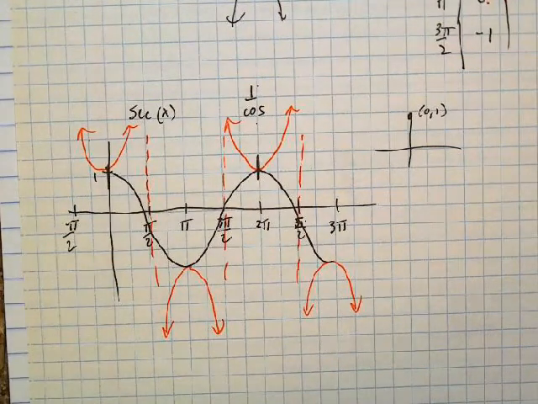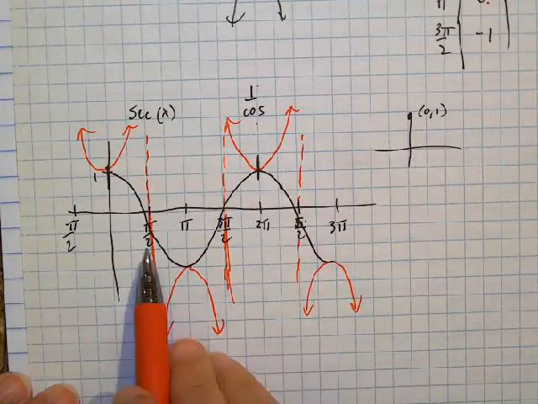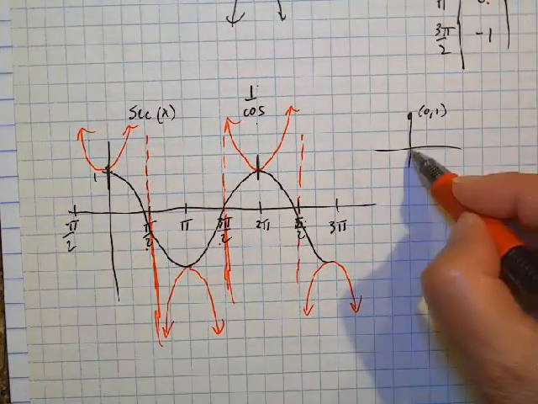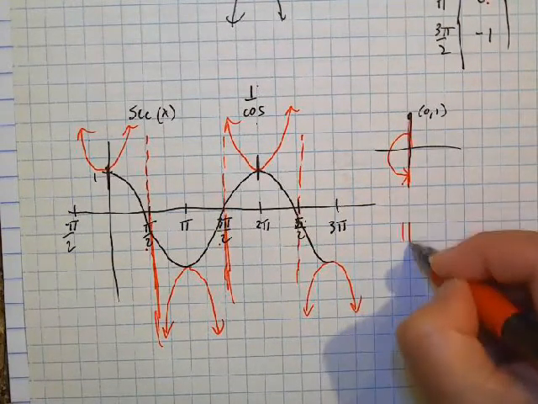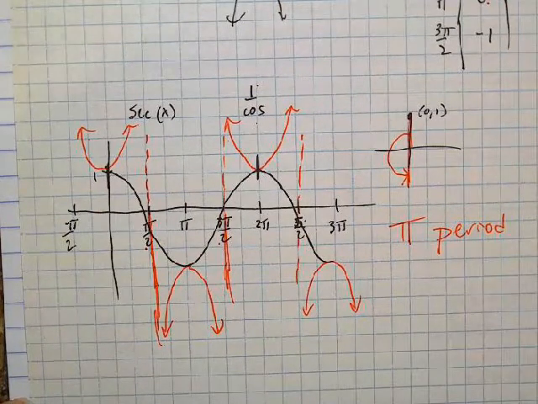I do want to quickly talk real quick about the period for secant and cosecant. Do you see how we have a starting and a stopping between pi over 2 and 3 pi over 2? And the distance between pi over 2 and 3 pi over 2 is 1 pi. So the period for secant and cosecant is 1 pi.